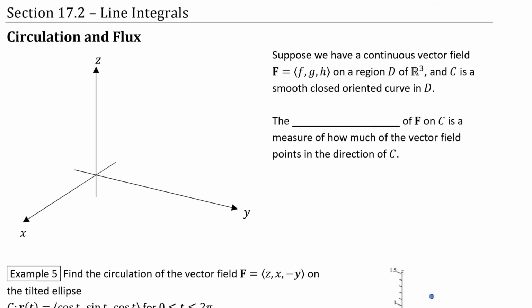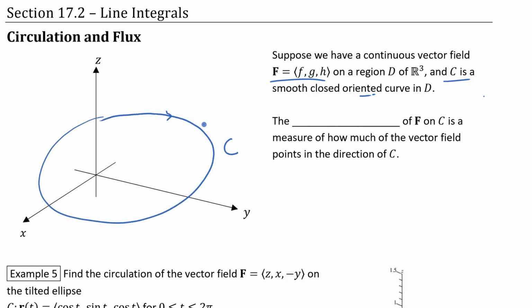All right, last page, and these are concepts that will follow us now through the rest of the semester: circulation and flux. So suppose we have a continuous vector field, F, on a region D, and C is a smooth, closed, oriented curve. So it's in a particular direction. Say here's my path C, and say it's oriented. So it has an orientation, it has a direction. And F is some field that covers the region where C is defined.